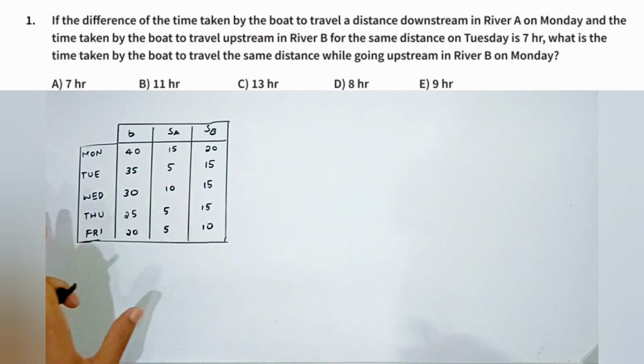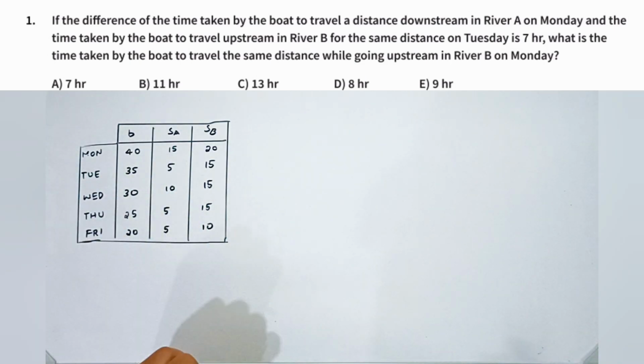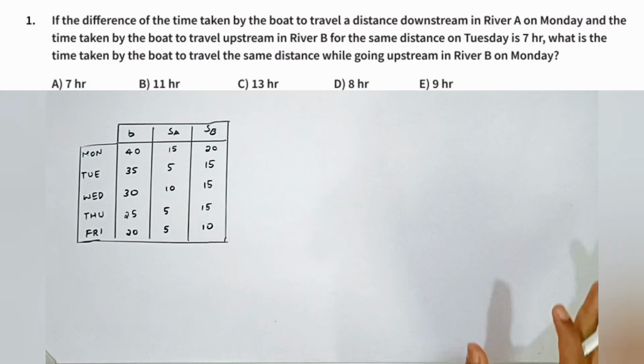Okay guys, this is the table, and we have the values that I have written by seeing the graph given. Let's solve the problems. The first question says that the difference of the time taken by the boat to travel the distance downstream in river A on Monday, and the time taken by the boat to travel upstream in river B for the same distance on Tuesday, is 7 hours.